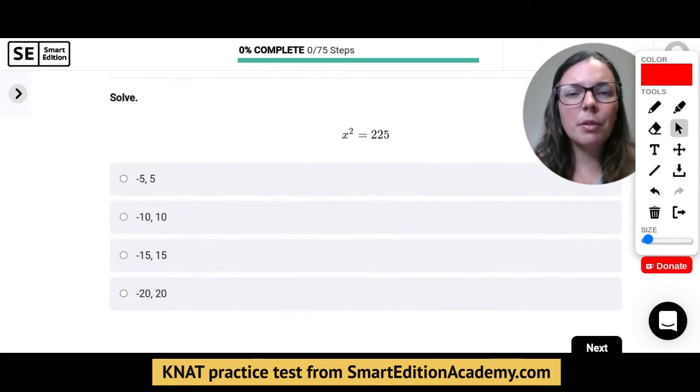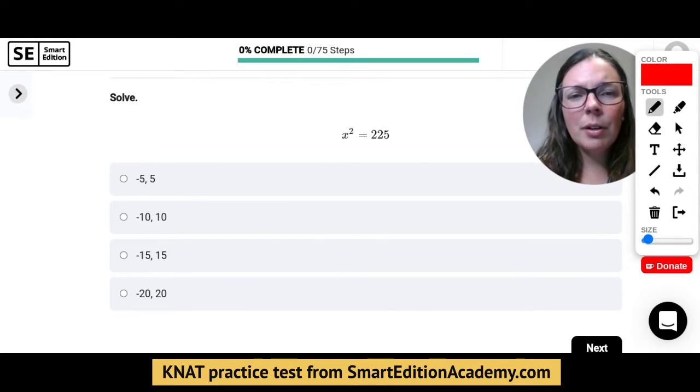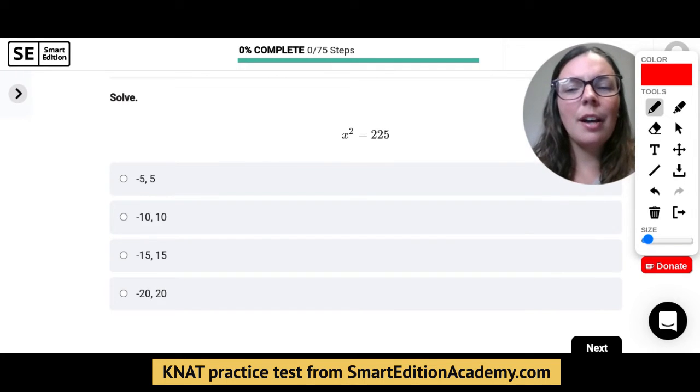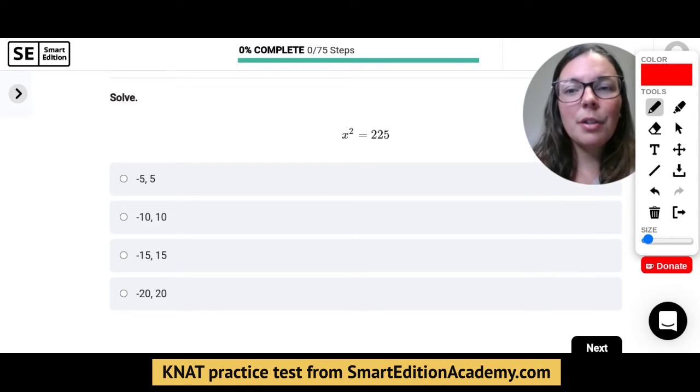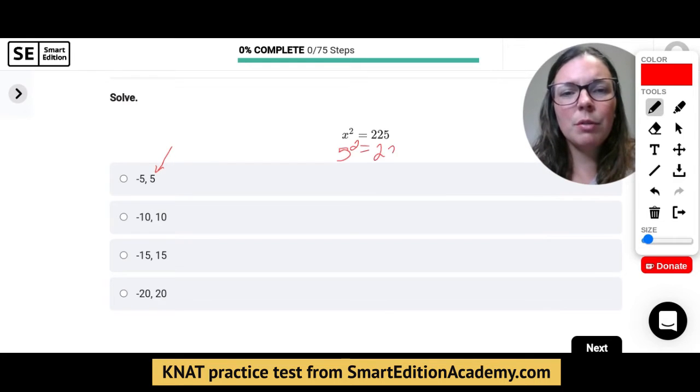Okay, let's solve x squared equals 225. Okay, so one way to do this question, if we don't have a square root function, is to just check and see which of our options work. So if we're saying x is 5, that would be 5 squared. So is 5 squared equal to 225? No, 5 squared is 25, right? 5 times 5 is 25. So it can't be this one.